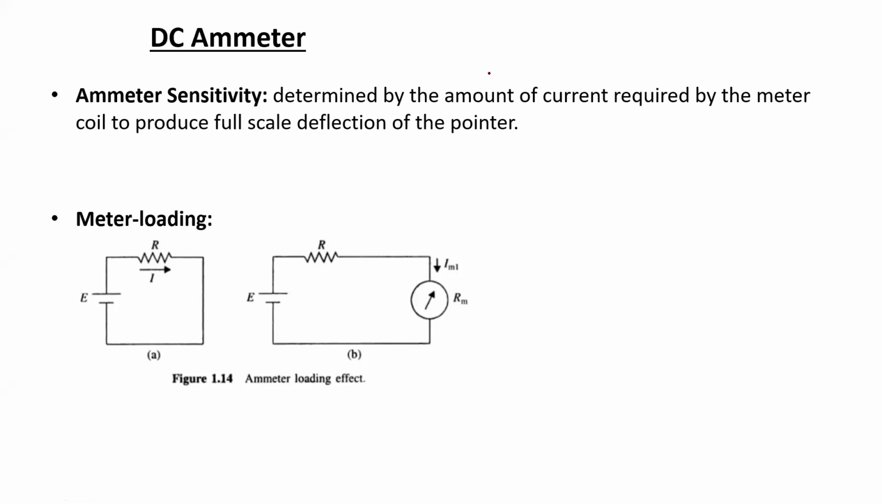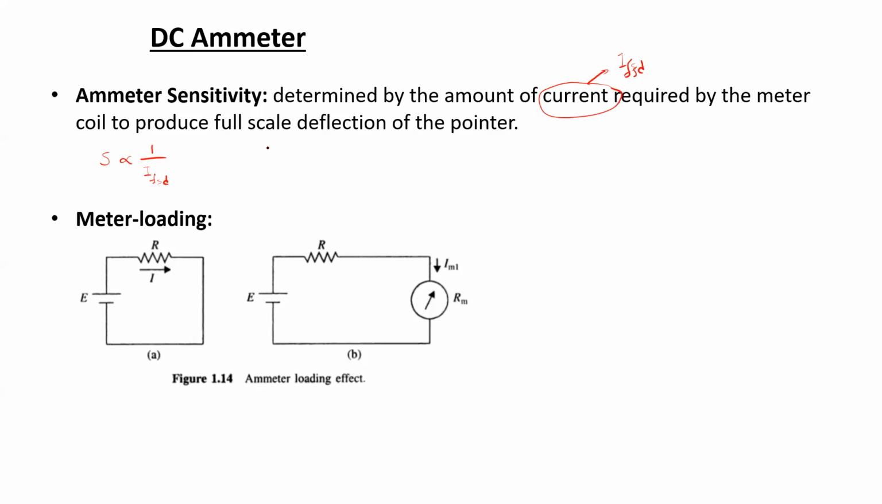So if the current required to produce the full scale deflection is represented by IFSD, then in a sense it can be said that the sensitivity would be inversely proportional to the full scale deflection current. So the smaller the value of current required to give the full scale deflection, the greater the sensitivity of the meter arrangement.